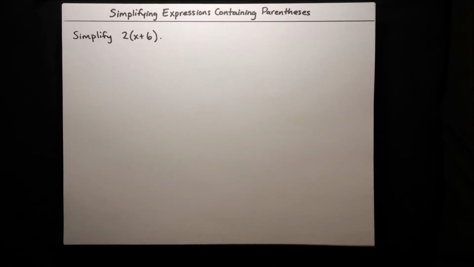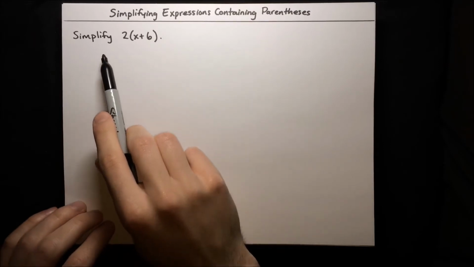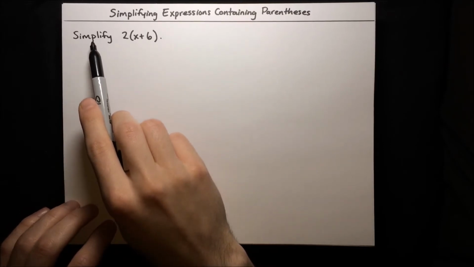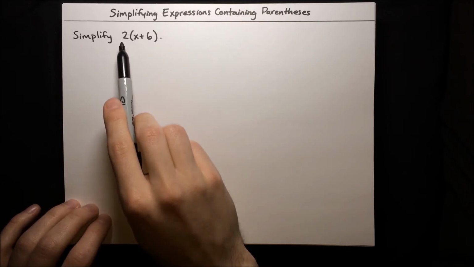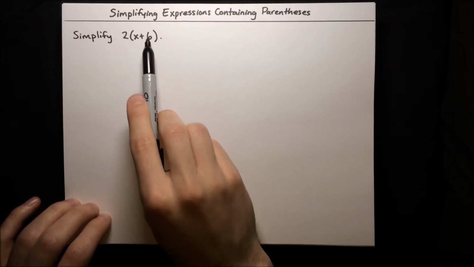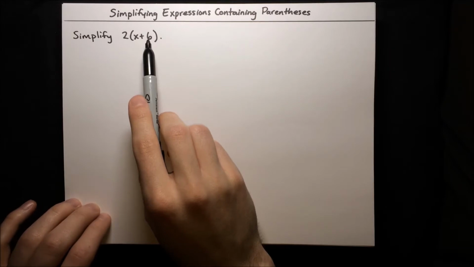In this video, I'm going to show you how to simplify expressions containing parentheses. So first of all, our first example, we're going to start off pretty simple. We want to simplify this expression, 2 times the quantity x plus 6. So how do we do this?